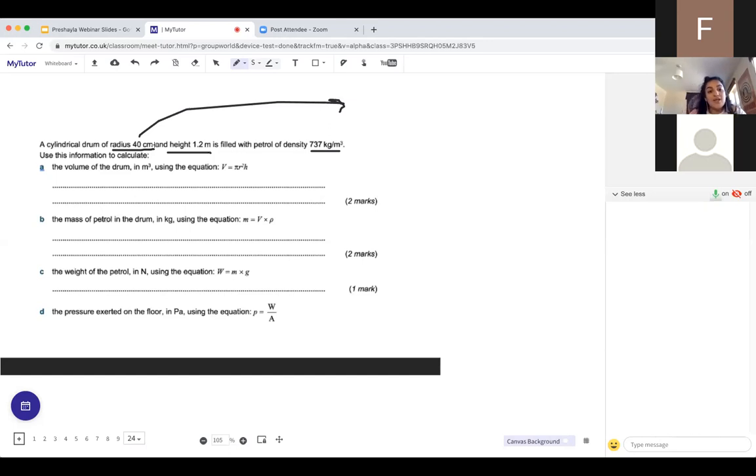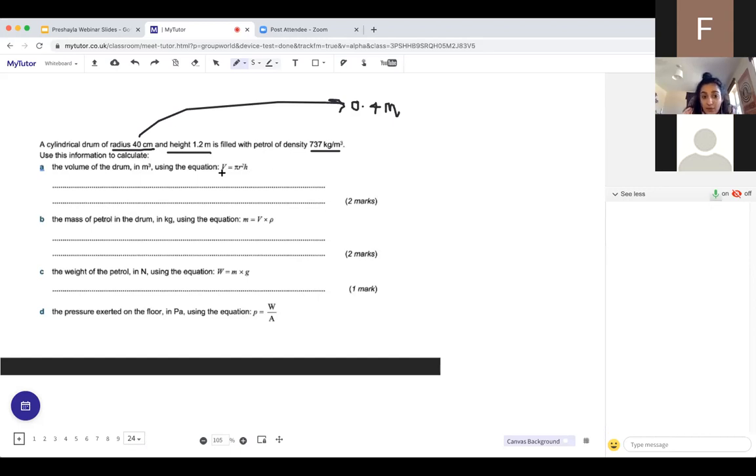So converting 40 centimeters into meters, we just need to do division by 100. So we get 0.4 meters. So that's the first bit, change the units. The second bit, or the first part of the question, is to find the volume of the drum. So find the volume of the drum.